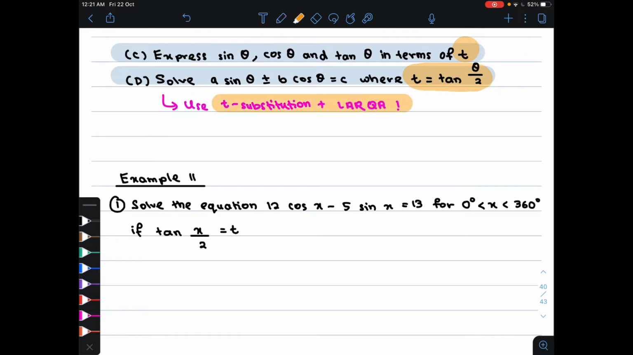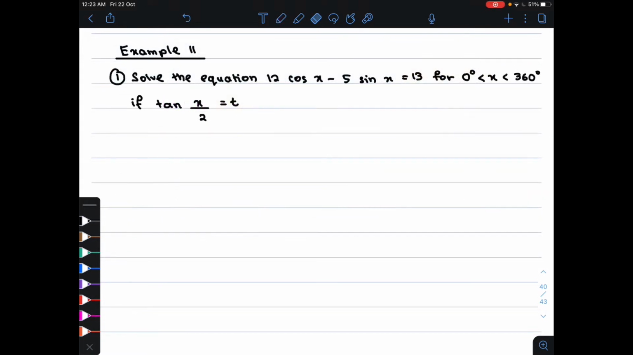So if you have t-substitution, you apply t-substitution first and then you apply LARCA. And for t-substitution, the hint is to always start with double angle of tan. Let's do example 11, question 1. Solve the equation 12 cos x minus 5 sin x equal to 13 for x between 0 degree and 360 degree if tan x over 2 is equal to t.